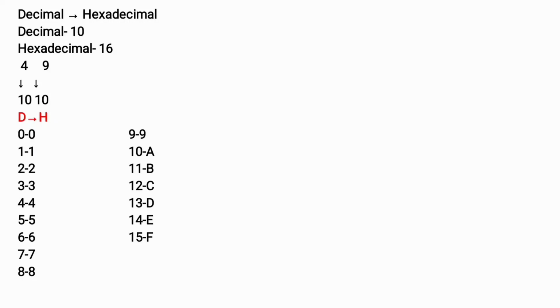First, we need to understand that decimal numbers are based on a base 10 system. For example, in the number 49, each digit is from 0 to 9: 0, 1, 2, 3, 4, 5, 6, 7, 8. So the decimal system is based on the 10 number system.